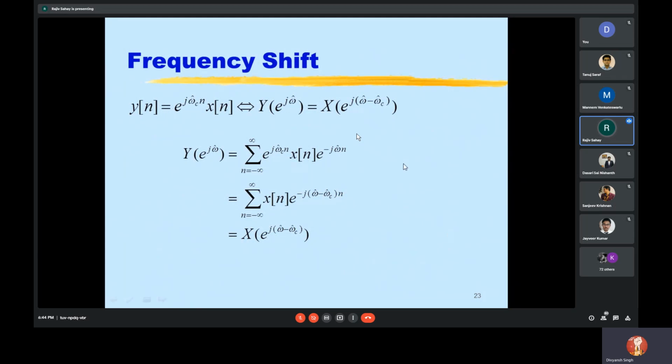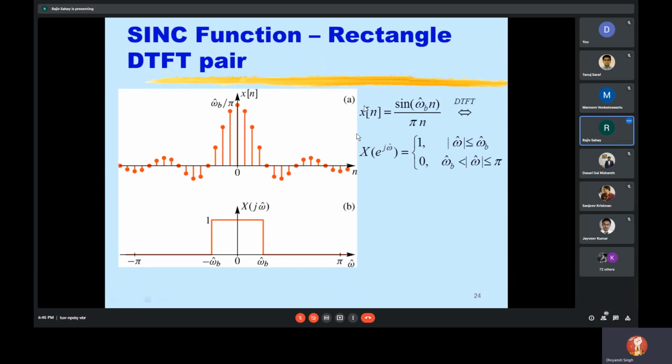So this frequency shift property is the proof. So this is our fundamental DTFT pair. How can I use this to find the DTFT of another sequence? So let us see.